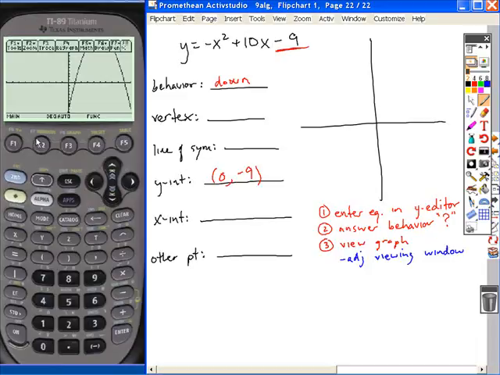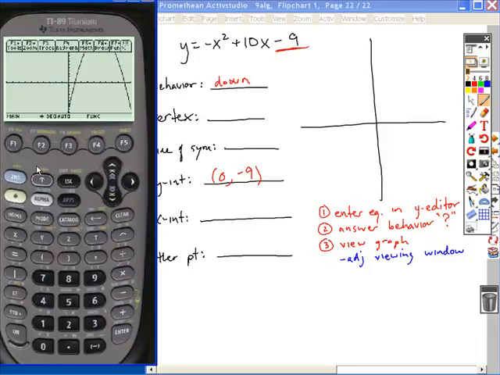The viewing window is located here, green diamond, F2. And what I needed to do is I needed to stretch it up. I need to view higher in the y's. So if I go down to my y max, everything else was okay. Let's change that to 20, 30, whatever you think you might need. And then go back and view the graph again. We can now see our vertex.